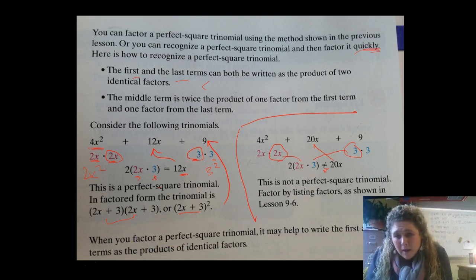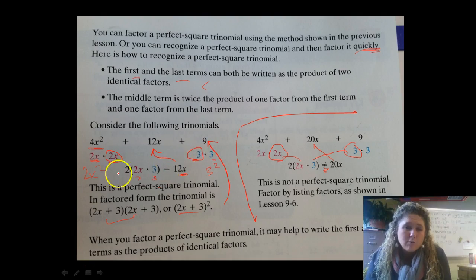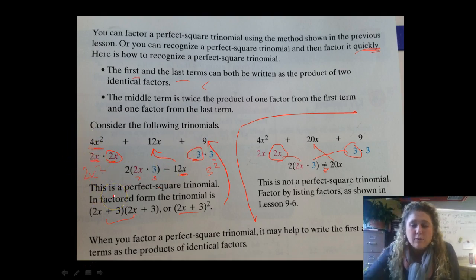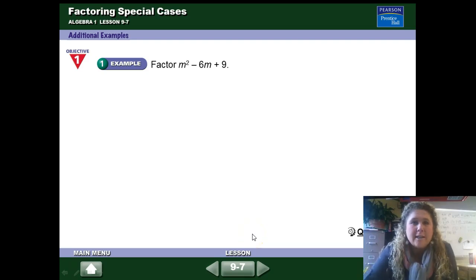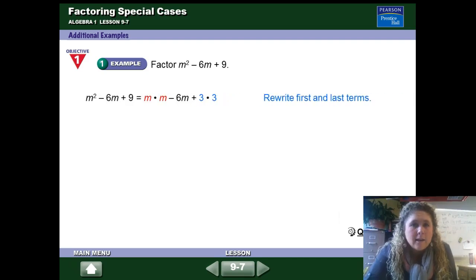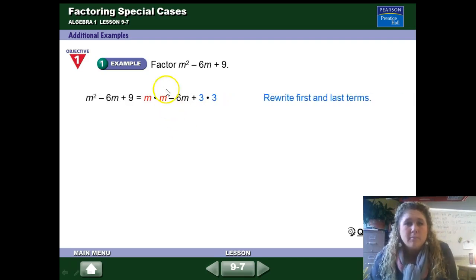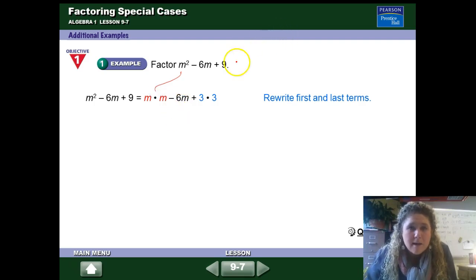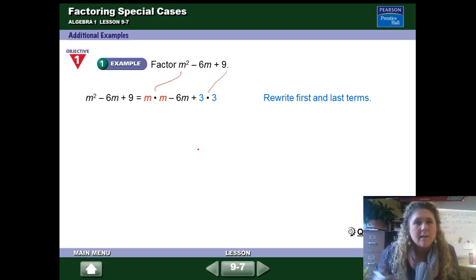It just says it may help to write the first and last terms of these out. So using the steps is going to be beneficial. All right, let's take a look at an example here. We have m squared minus 6m plus 9. First thing we're going to do here is break up my first term. Took m squared, broke it up into m times m, and 9 into 3 times 3. Very similar to the problem we just did.